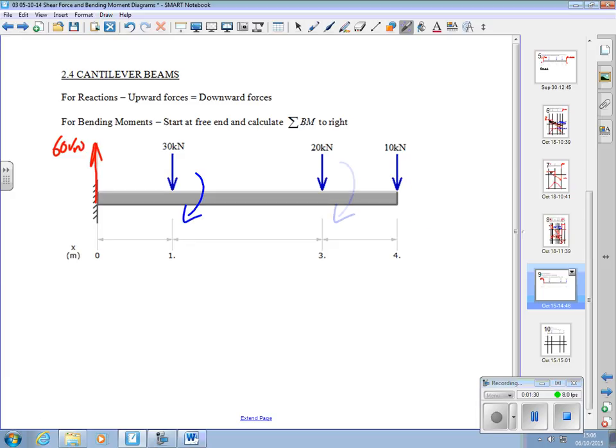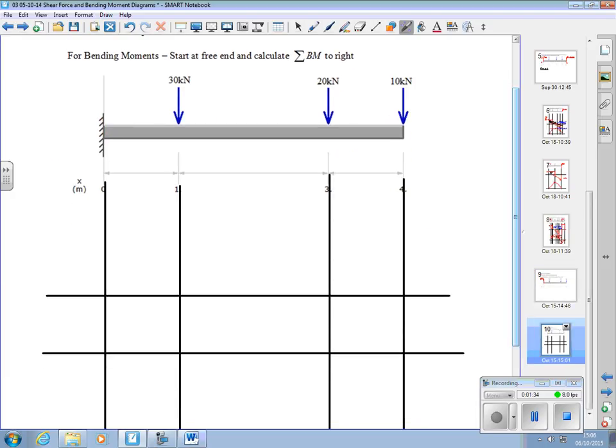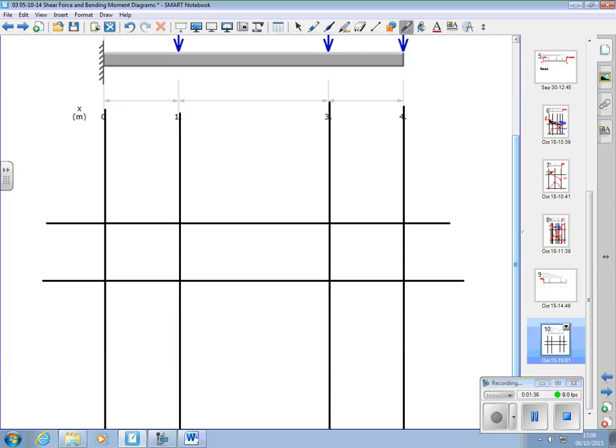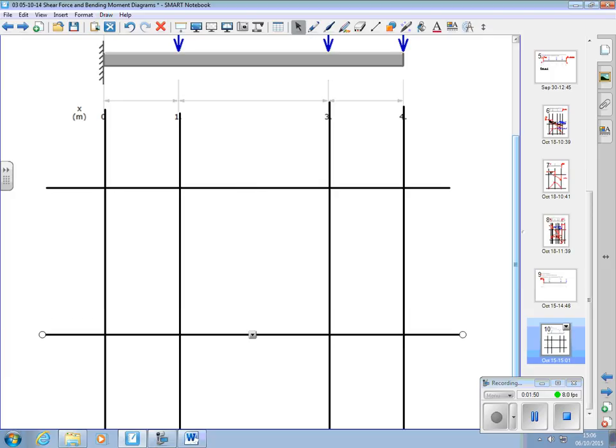So if we look at this shear force and bending moment diagram we have here, actually, if you could just get hold of this line on my diagram and just move it up a bit, it would be handy, okay? And get hold of this one and move it down a bit.